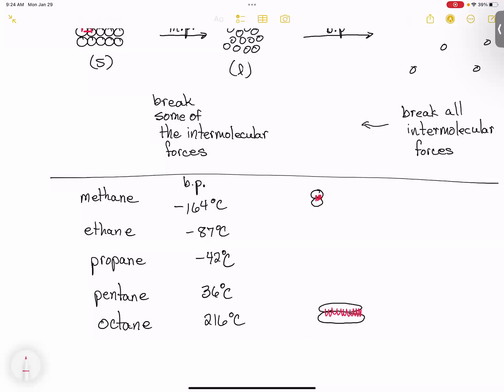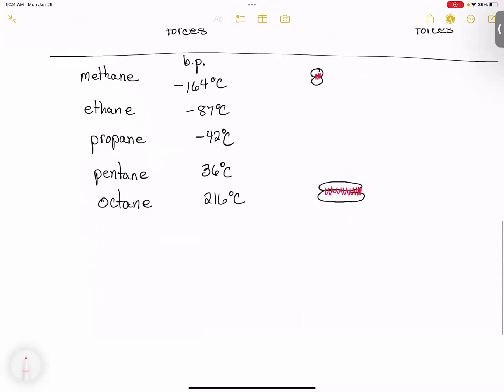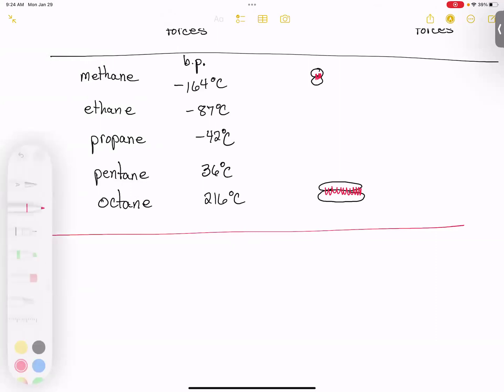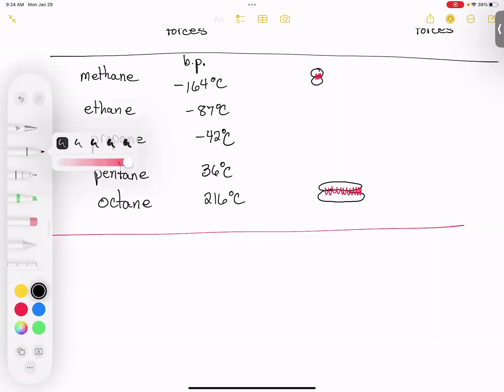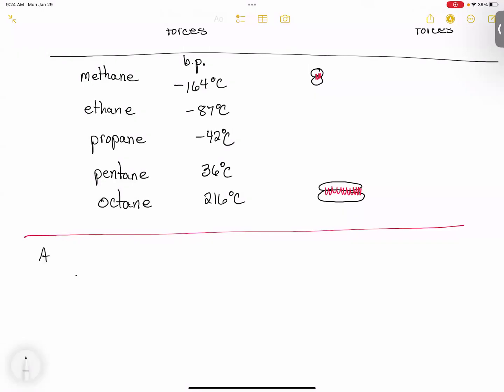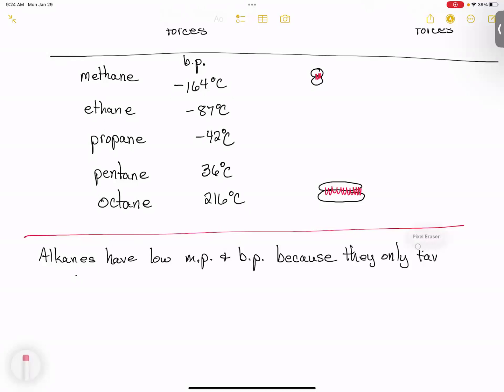Some other things about alkanes. What should we say to finish this out? Alkanes have low melting points and boiling points because they only have London dispersion forces.